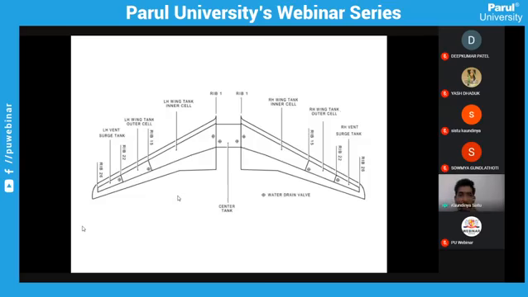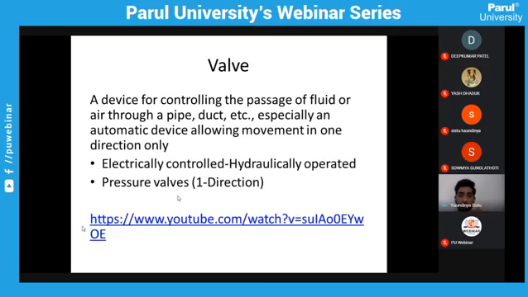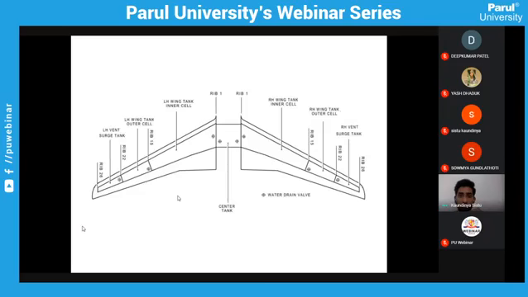Before going in depth into the fuel and distribution systems, do you guys know what valves are? Valves. Anyone? I'm waiting for your replies. Yes or no? Anything is fine. You can even type. They know valves. Yes. Okay.